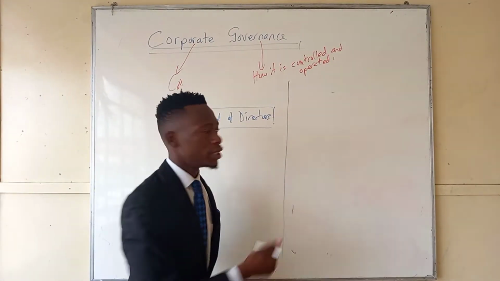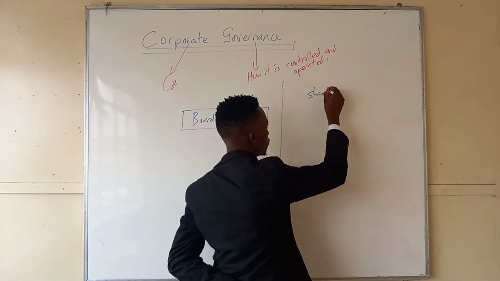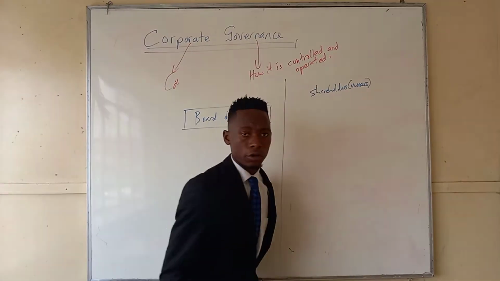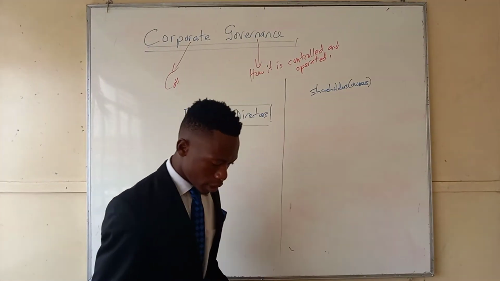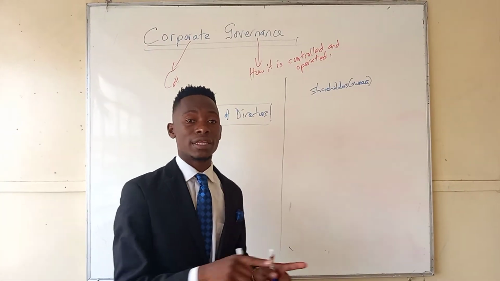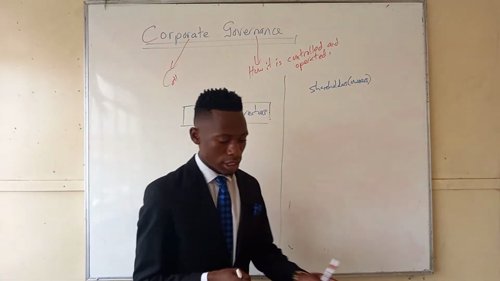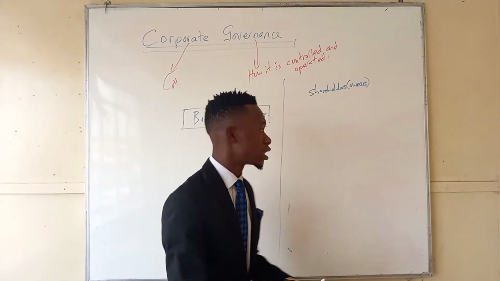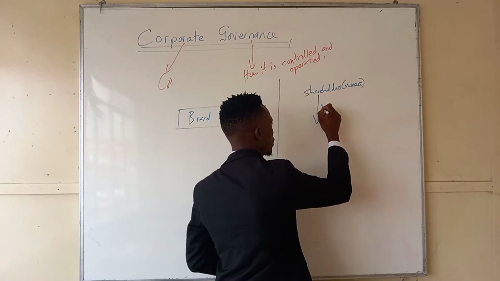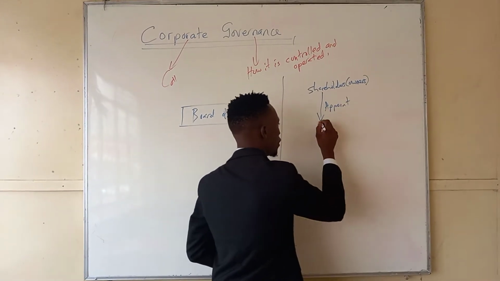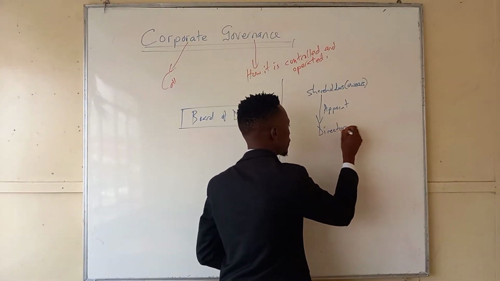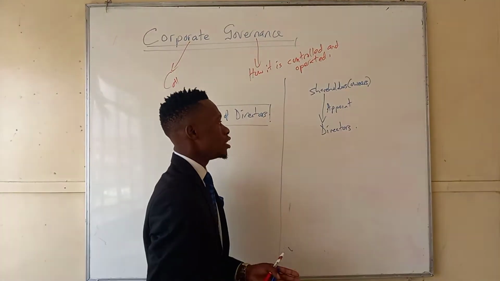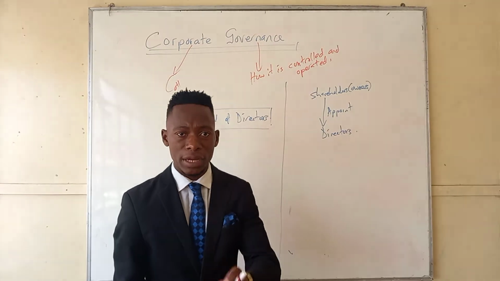Who owns the company? Everyone knows. The shareholders are the owners of the company, but they are not the ones who run the company, because there is what we call separate legal identity. The ones who run the company are different from the ones who own the company. So the shareholders appoint the directors who give direction to the company. They appoint the directors to run the company on their behalf.